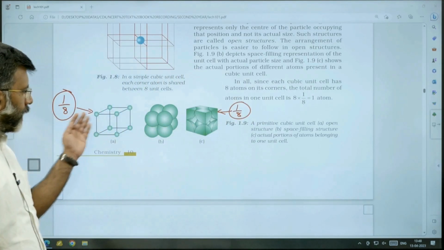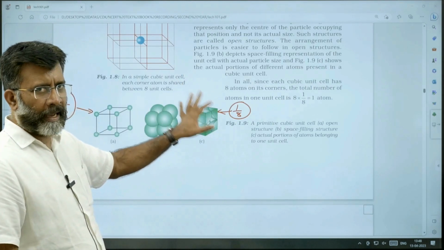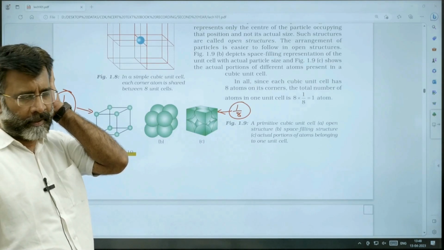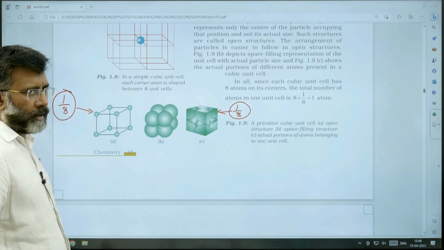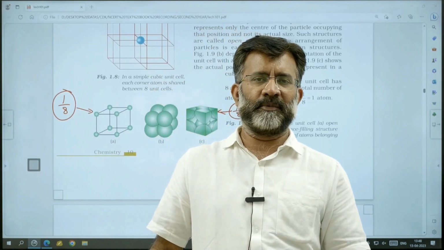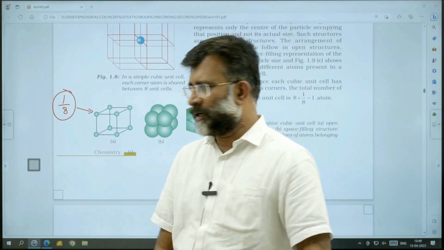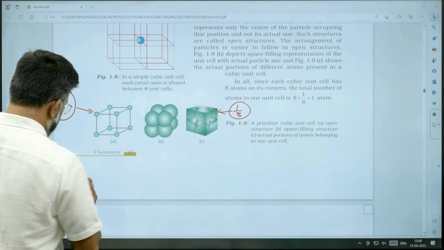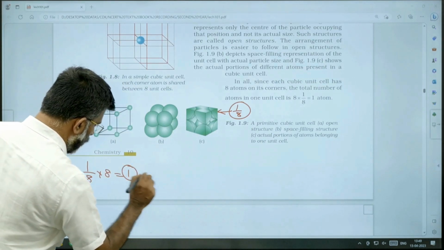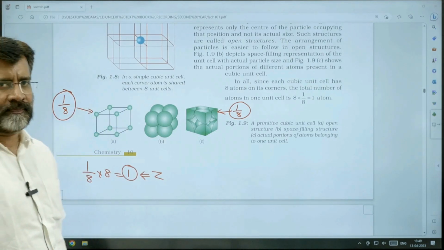You see the three diagrams. This is the open model, this is the space filling model, and this is the actual contribution. You know the particle present in the corner belongs to 8 unit cells. So what is the contribution to 1 unit cell? It is 1/8 contribution. So how many particles per unit cell effectively? It is 1/8 into 8 equal to 1. So the rank of the primitive system is 1. All of you know that.